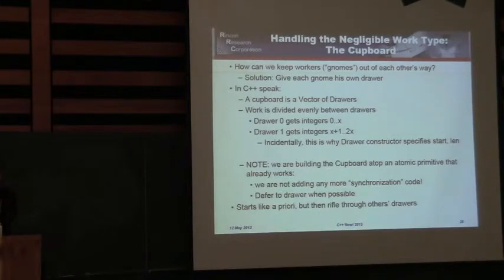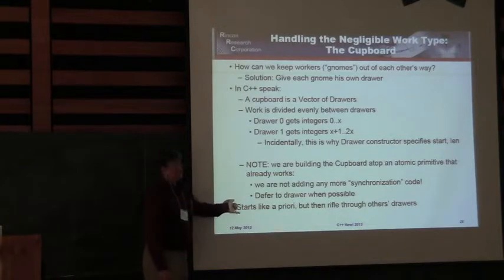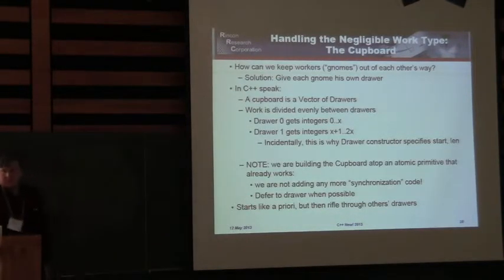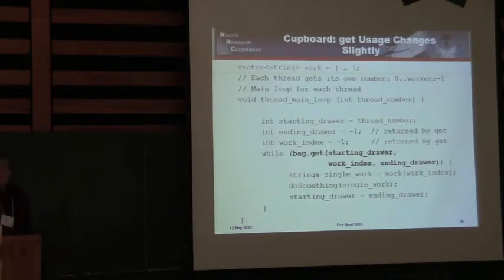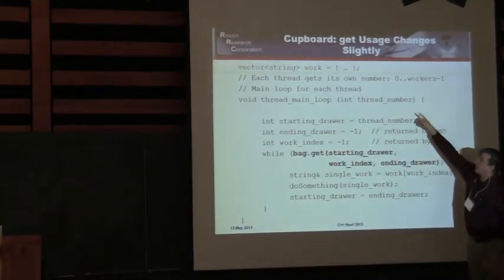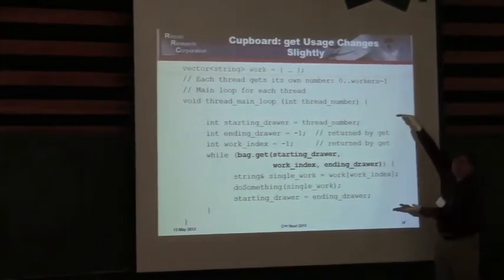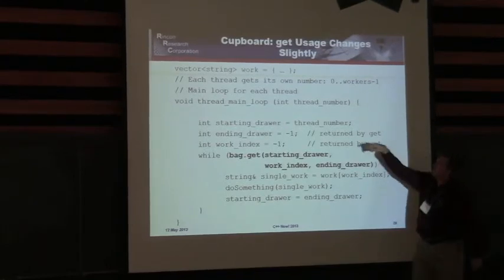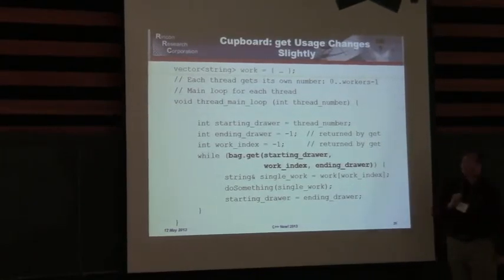By the way, this starts off like a priori, but then the gnomes are allowed to rifle through each other's drawers near the very end of the computation. So the get usage changes slightly. We've still got our vector of work up here. Now this is the thread main loop. Imagine that we have one of these for every thread or every gnome. And what we pass in is each thread has its own thread number.